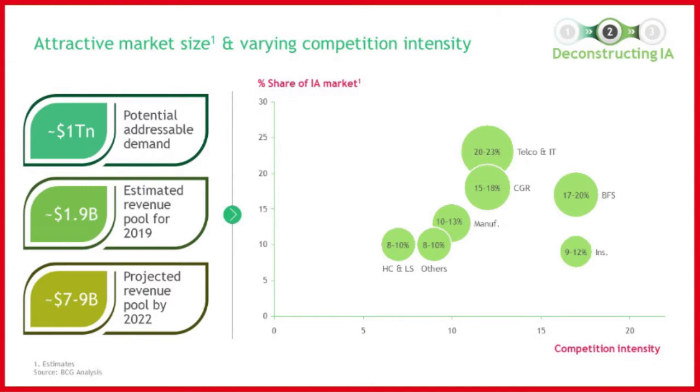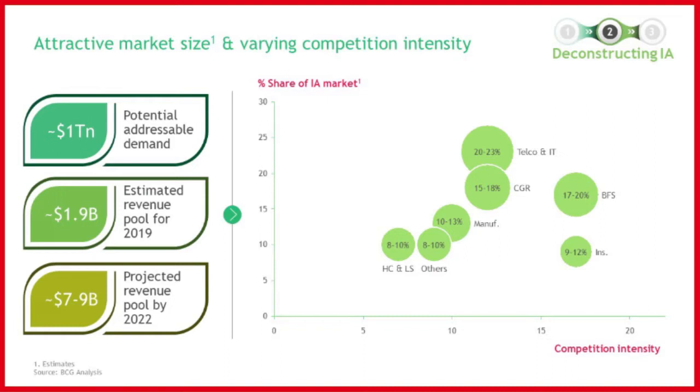Now, if you talk about the revenue pool size, almost $2 billion is the revenue pool which can be pulled into the IA numbers. And the projected revenue for 2022, based on some numbers and estimation, is almost $7 to $9 billion. Now, if you see this graph, what exactly does it talk about? It talks about the same intelligent automation by different industry verticals.